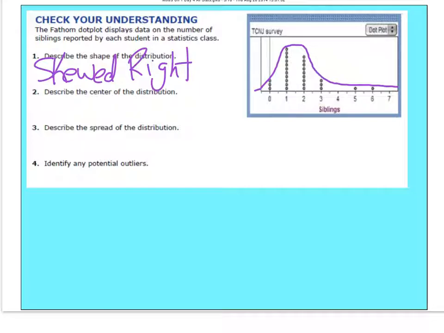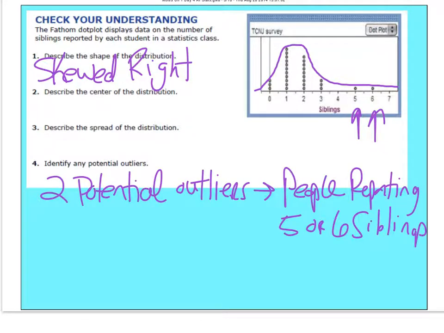Now, for the measure of center that you want to use, because this is skewed right, the mean is actually going to be overinflated. These guys right here, we might actually consider some potential outliers. So let me identify them first. Two potential outliers would be those reporting having siblings of 5 or 6. So we should highlight these two dots here in our outliers.